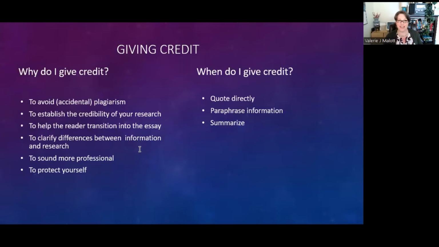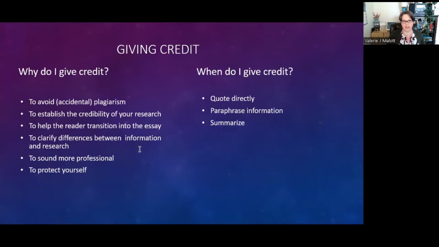Sometimes it's done accidentally if you're not quite sure how to insert quotations or paraphrasing or summarizing. So I'll talk about that in a minute. And then, of course, you want to establish the credibility of your research, right? You want to let your audience know that the research that you're showing, the evidence and the data is reliable, it's trustworthy, it's believable stuff, right?